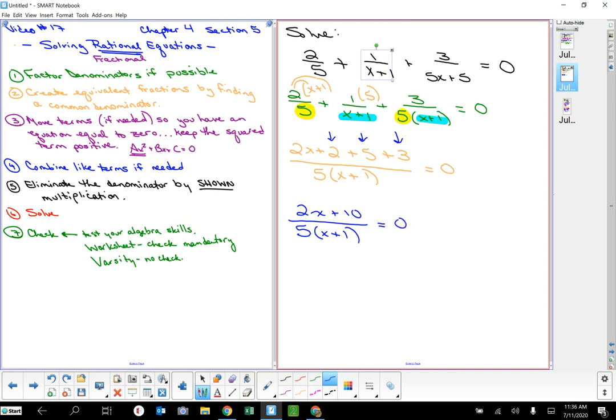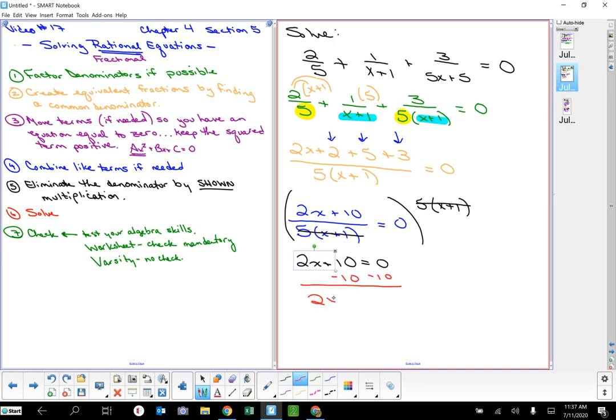Alrighty. Now we can, number 5, eliminate the denominator by multiplication. So we're going to multiply this whole thing by the denominator. And on the right, we still have 0. The multiplication cancels your denominator. So you have 2x plus 10 equals 0. And then I move my 10. This is step number 6. We're just going to solve. So subtract off the 10. 2x equals negative 10 and x equals negative 5. All right, so now we've got an answer.